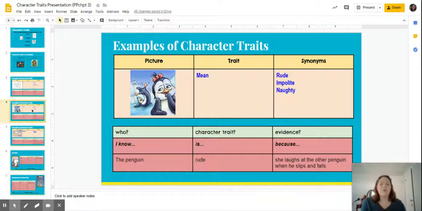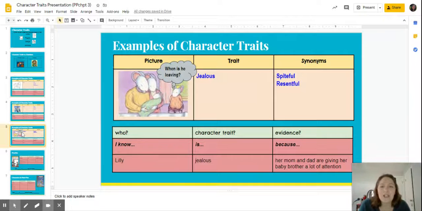Now, I also want to provide evidence or why I came to the conclusion that she's rude or mean. That's my evidence. That's a specific example from the image that I would use to support my character trait. So I would say, I know the penguin is rude because she laughs at the other penguin when he slips and falls. That's an action. That's something that she's doing.